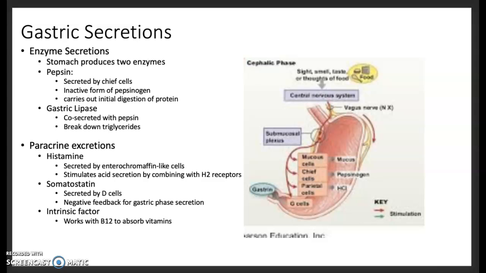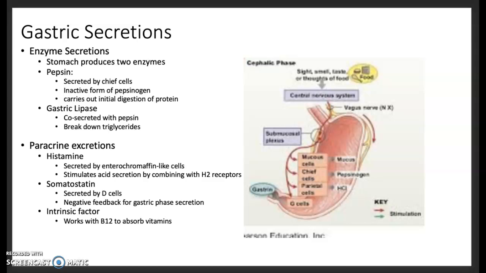And then we have somatostatin, that's secreted by D cells. This serves as a negative feedback for the gastric phase secretions. So it shuts down acid secretion directly and indirectly by decreasing gastrin and histamine secretion. It also works to inhibit pepsinogen secretion.